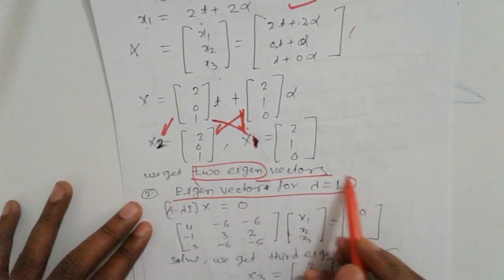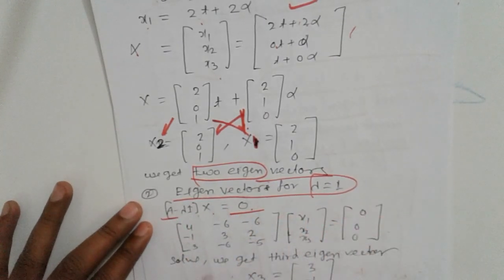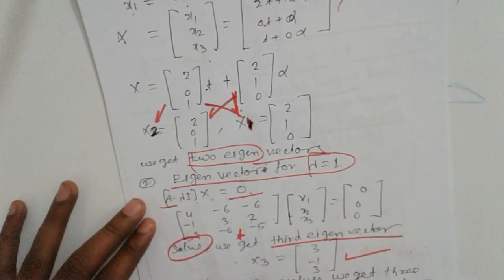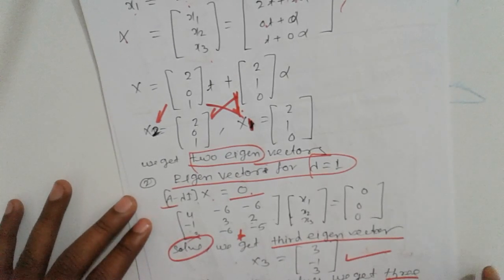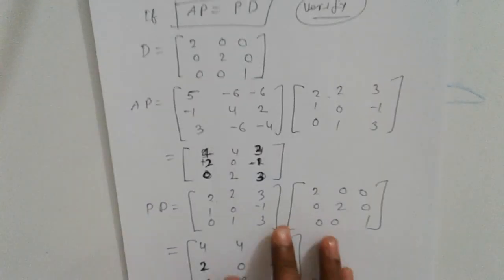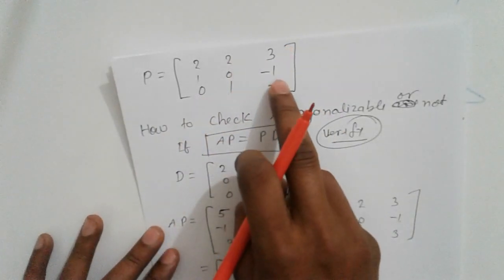Now for the next eigenvector, for lambda equal to 1, (A minus lambda I)x equal to 0. Simplify this and solve. Now we get the third eigenvector, this is important. So for 3 eigenvalues, we get 3 eigenvectors. The non-singular matrix P is x1, x2 and x3. So P is 2 1 0, 0 2 0, 1 and 3 minus 1 and 3.